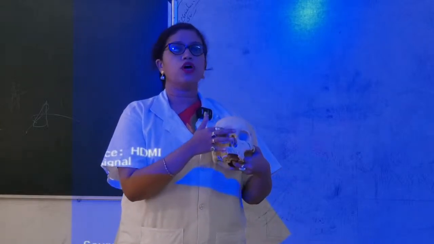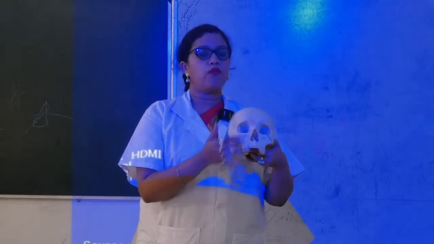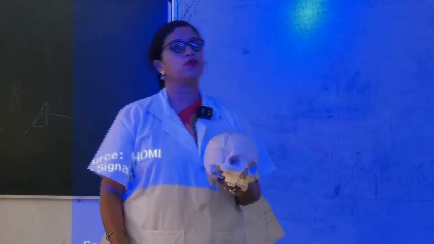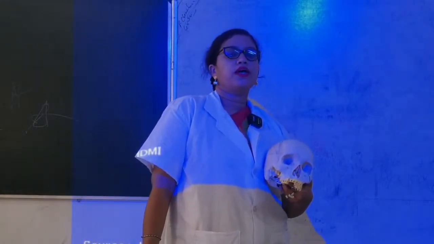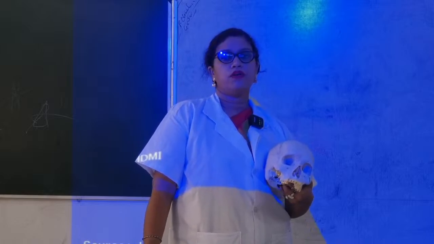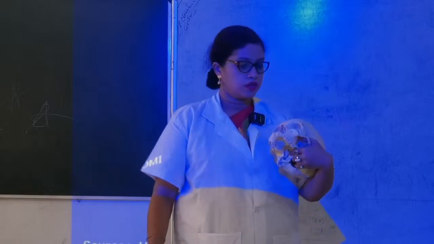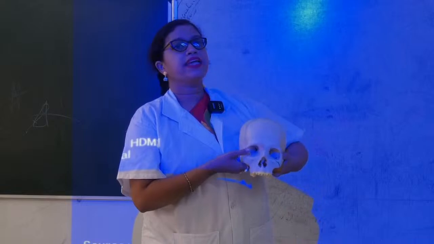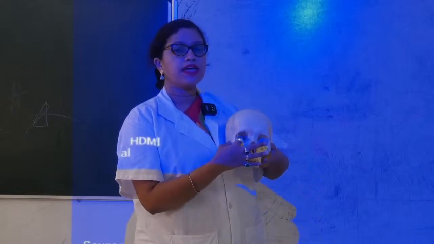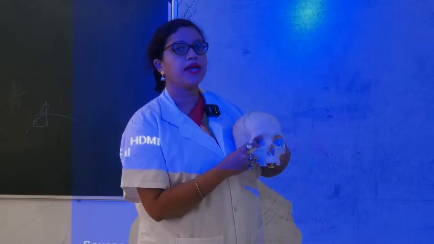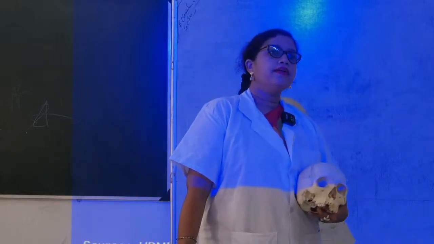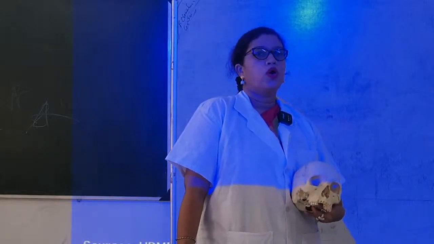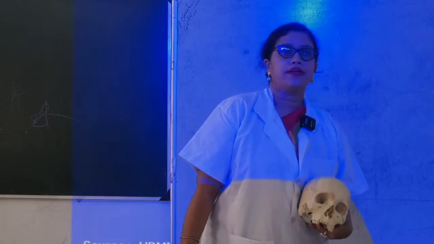Now I am coming to the orbital cavity. What is the boundary of the orbital cavity? They could ask. At first write it down, inferior boundary. You have to tell the name. You have to say orbital plate of maxilla and orbital process of zygomatic.